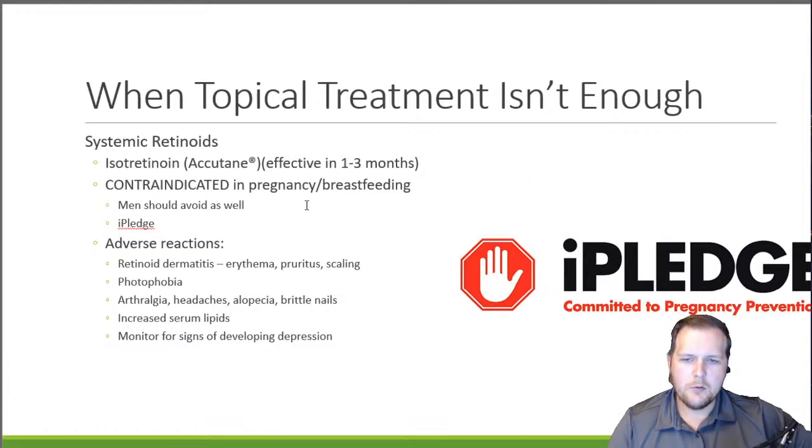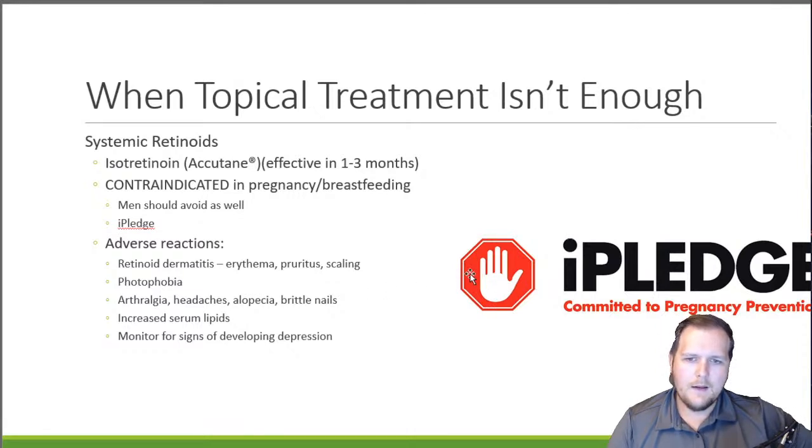But this is a program where the provider has to be registered with them, the patient has to be registered, and then the pharmacy has to be registered with them as well. And so basically what this does is, one, it includes a lot of education about using contraception, about not getting pregnant, about what can happen if they get pregnant while on the medication. It also includes, for female patients of childbearing potential, getting pregnancy tests done regularly to make sure that they are not becoming pregnant while taking the drug, all of that sort of stuff.